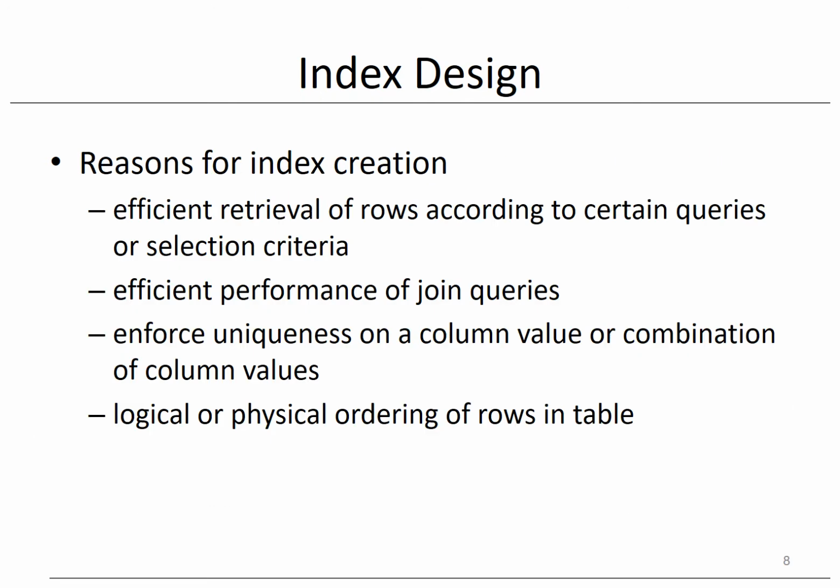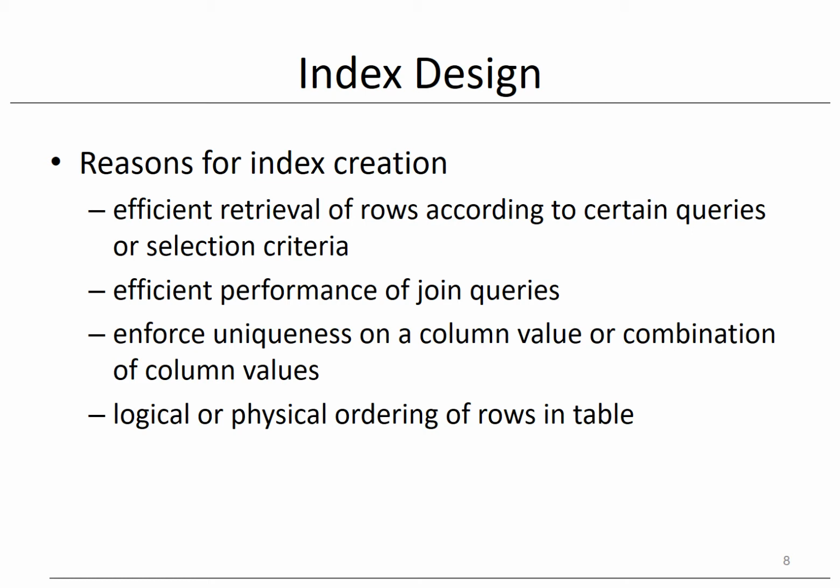The main reasons for index creation are the following: efficient retrieval of rows according to certain queries or selection criteria. An index can be created on any column or combination of columns in a table. Efficient performance of join queries. The join is one of the most expensive operations performance-wise in query execution. Indexes can be used to perform the search for related tuples in both tables in a more efficient way.